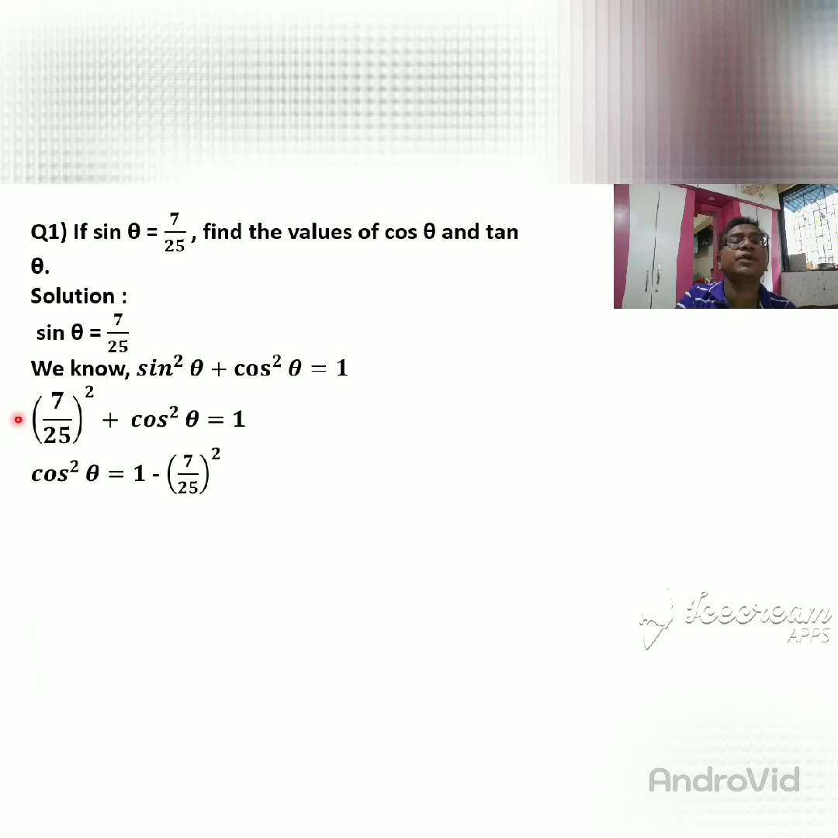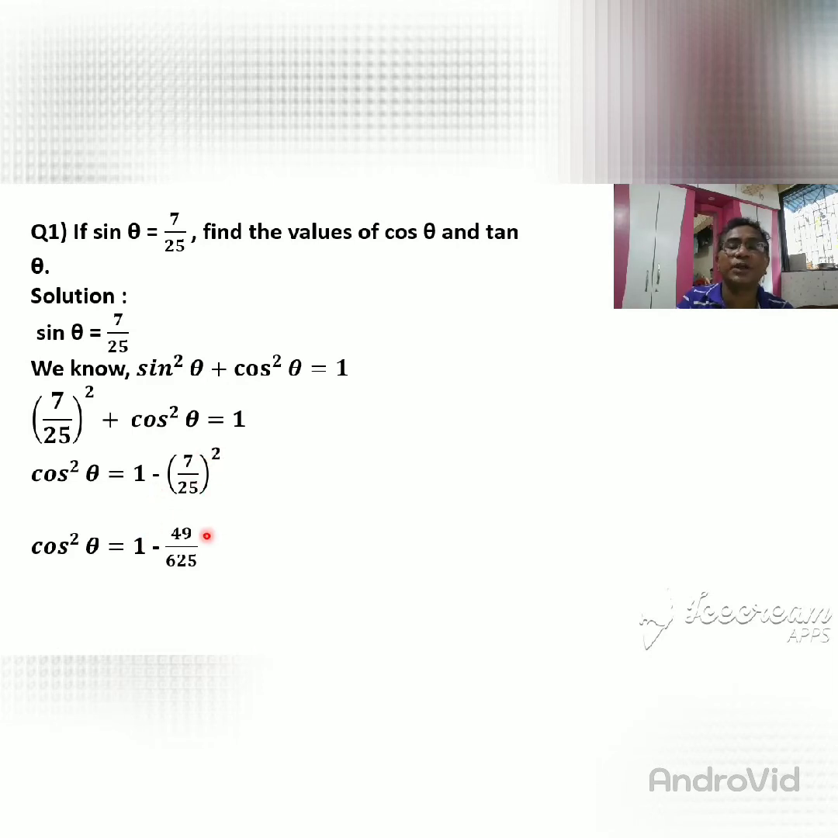So when that 7 upon 25 is positive, that go across it become negative. So 7 upon 25 bracket square is positive, that go across it become negative. So minus 7 upon 25 bracket square. Cos square theta remain as it is. So 1 is remain as it is. The minus sign carry as it is.